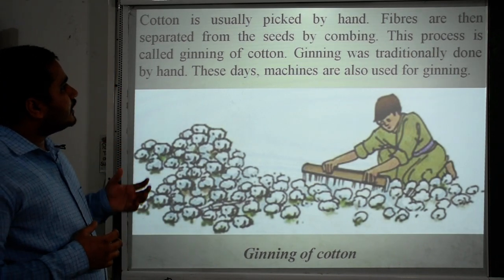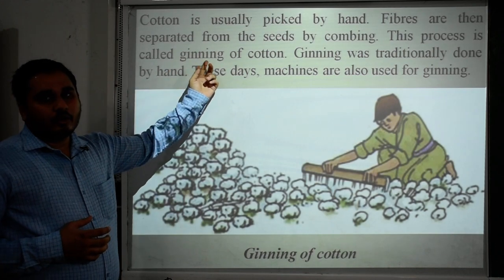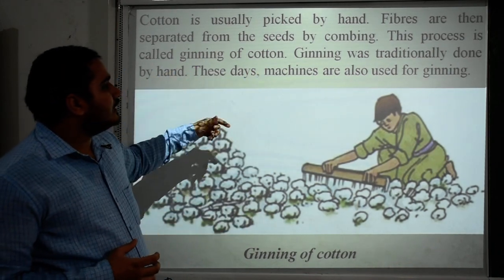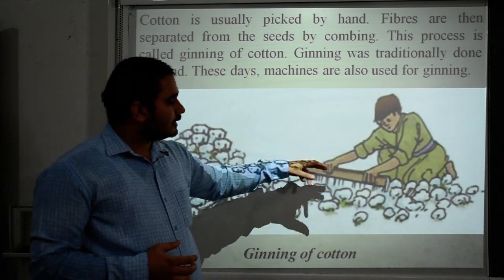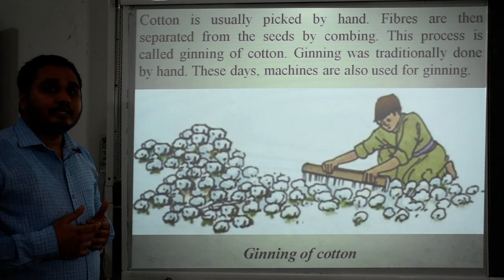Fibers are then separated from the seeds by combing. This process is called ginning of cotton. Ginning was traditionally done by hand. Nowadays it is done by machines also. This is a picture where you can easily see this man using hand tools for ginning the cotton.